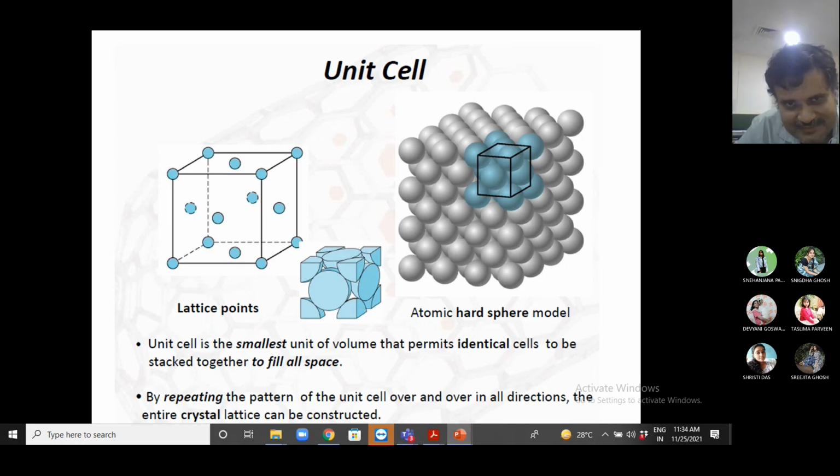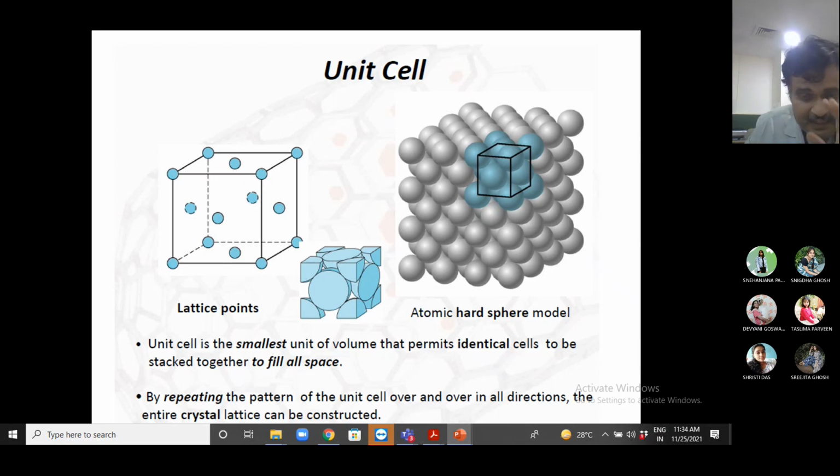For a crystalline object, you will be surprised to know, like how many types of atoms we have in the periodic table. 111, I think, till now purified, correct, or more. So like that, the number of unit cells also are very limited. Why? Because in a unit cell we have to pack the atoms, and there is no way we can waste space while packing the atoms.